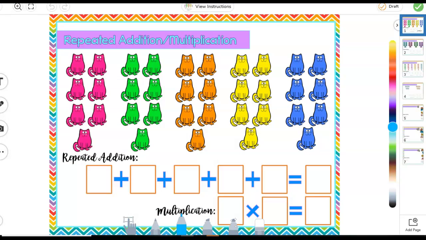So I see groups of cats, correct? Everybody see the different colors of cats. That's separating our groups. I have 1, 2, 3, 4, 5, 6, 7 pink, 7 green, 7 orange, 7 yellow, and 7 blue. So what would my multiplication sentence be? Anybody know? What would my multiplication sentence be? One, 2, 3, 4, 5. I have 5 groups.